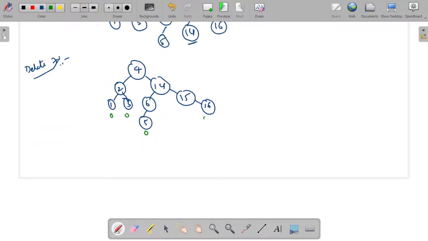Okay. And now what about 6? So it is going to be 1 minus 0, which is 1. And for 15 it is 0 minus 1, which is minus 1. For 14 it is 2 minus 2, which is 0. And for 4 it is going to be 2 minus 3, which is minus 1. And for this it is 1 minus 1, which is 0.